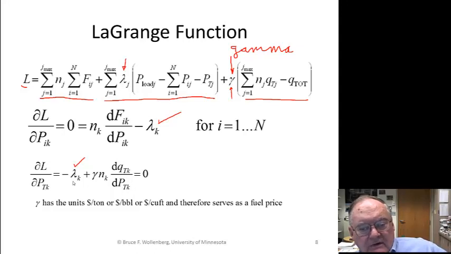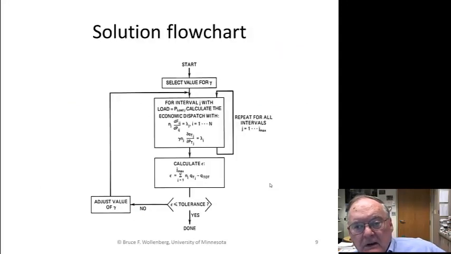Well, in order to make this function work out, gamma has units of dollars per ton, or let's go for natural gas. I could use this method for scheduling coal or oil, but we're dealing with natural gas. What does that look like? Dollars per cubic feet. That's a fuel cost, a fuel price, if you will. And so the gamma serves as a fuel price. It's often called a shadow cost.